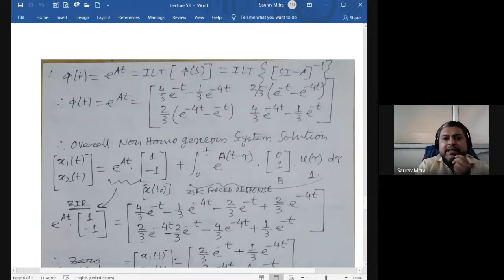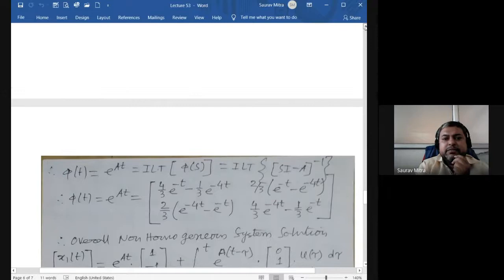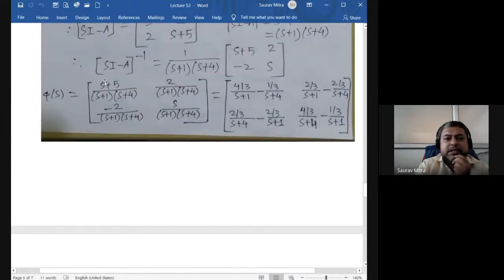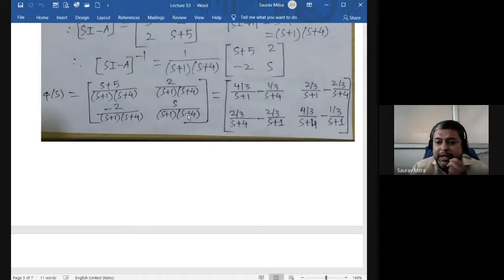Whatever phi(s) I have done is given here, on the previous page. So here it was s plus 5, s plus 1, s plus 4, s plus 2, all those things. Then you have to do partial fractions. There is nothing difficult in that. The only thing is you should know how to do it. Partial fraction is also a very easy thing. It is not at all time consuming.